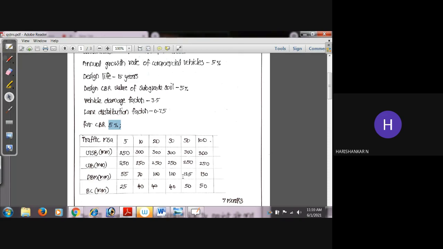But here what will happen? If the value is some 40, for a 40 value, what should you do? Here it is 120 and here it is 125. Okay, so the value will be the middle value of these two, 122.5. Okay, here it is 40 and here it is 50. So here for 40 MSA, you will have 45 millimeter thickness. Okay, in this way you can interpolate it. So that is how you should solve this. And after that, the next question.